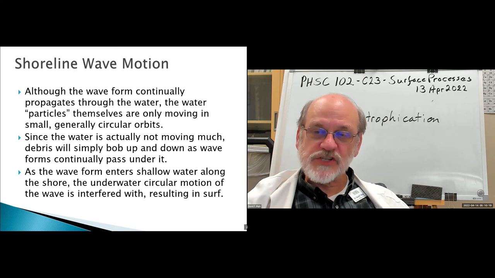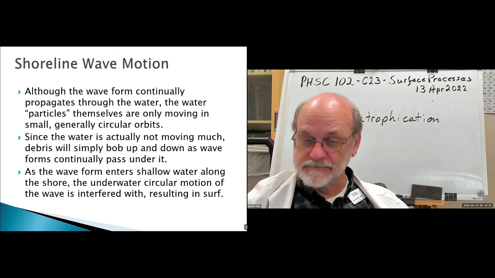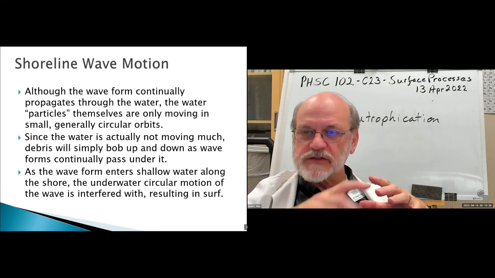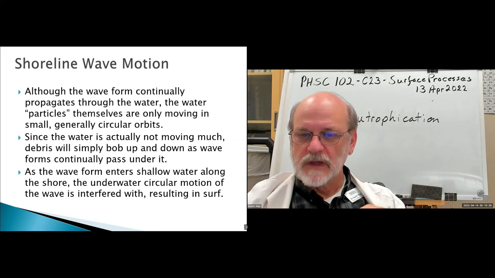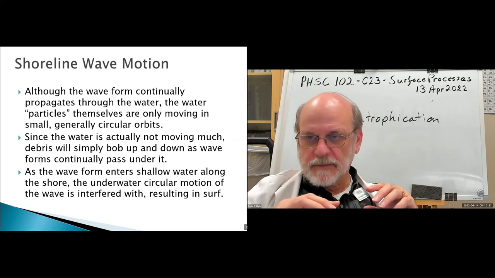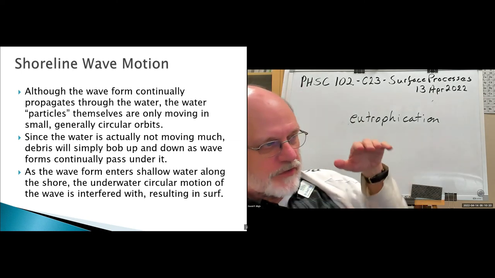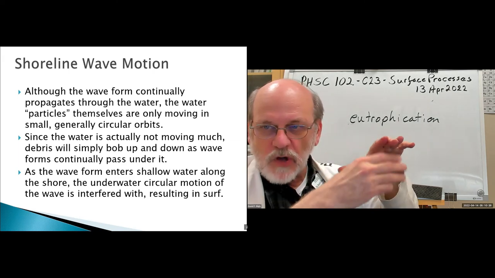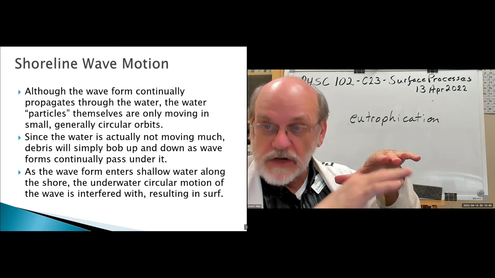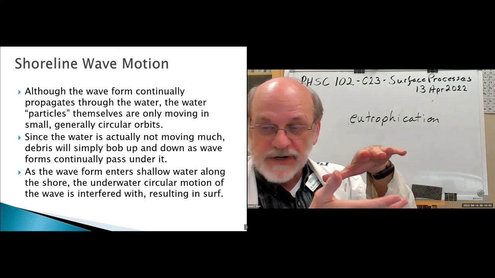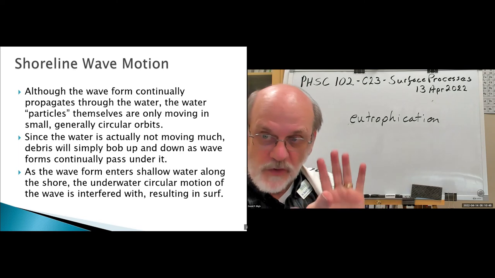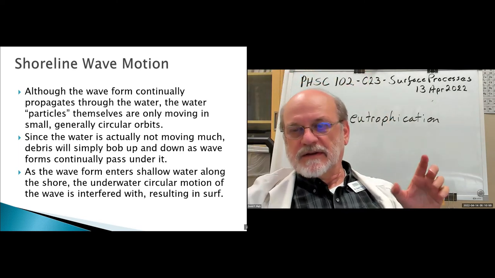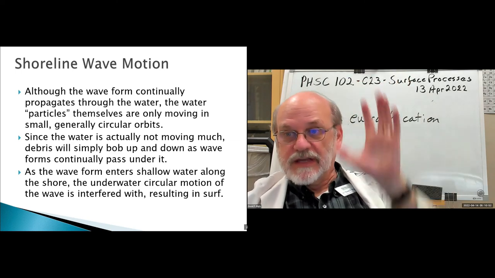As the waves enter shallow water along the coastline, this underwater circular motion that's contributing to the wave action elongates. And as you get closer to the shoreline, the circular motion is impeded near its base by the water, but it's still moving on the backside. So it tends to build up and you can produce surf. The waves tend to rise in size.